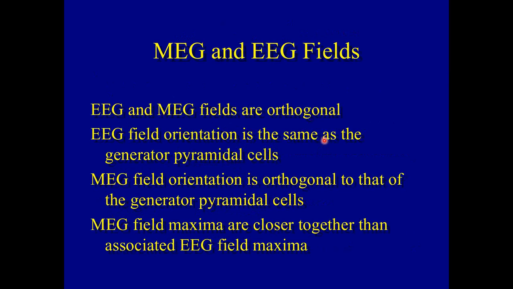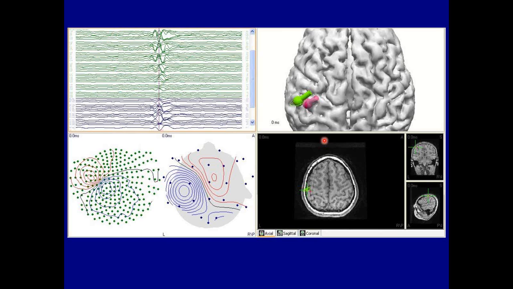Now, when you think of these two, MEG and EEG, you can see because of the physics that the fields of the two are going to be orthogonal on the head. EEG field orientation is the same as the generator pyramidal cells. MEG field orientation is orthogonal to the generator pyramidal cells. And because the MEG is not smeared by the skull and scalp, MEG field maxima are closer together than EEG field maxima. Let me give you an example of that.